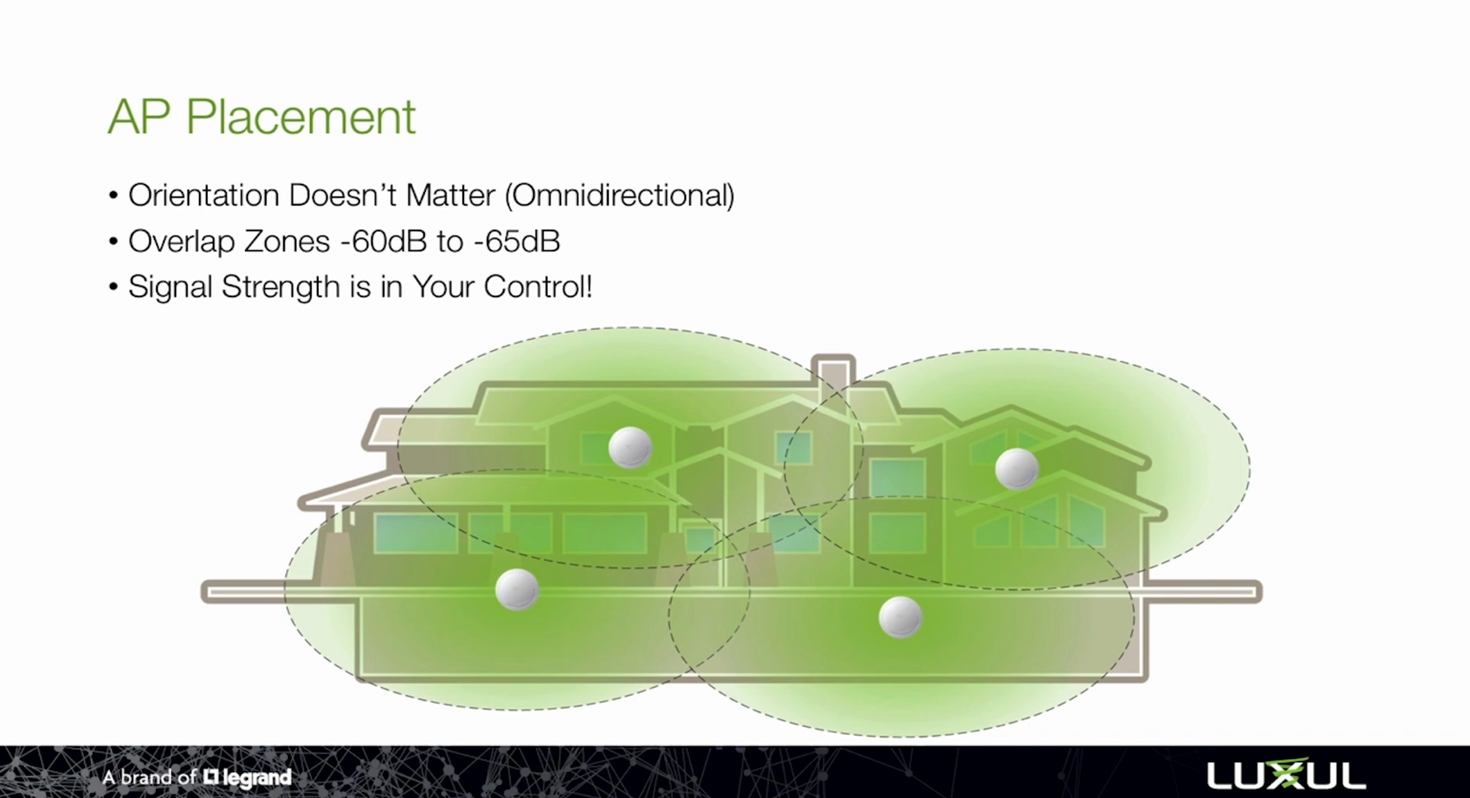So in those overlap zones, you want to have a dB rating of -60 to -65 as a minimum so that that transfer can be seamless and take place easily and quickly without interruption to the connection of the mobile device. Remember, signal strength is inside your control. The way that you control that is by where you place the access points.